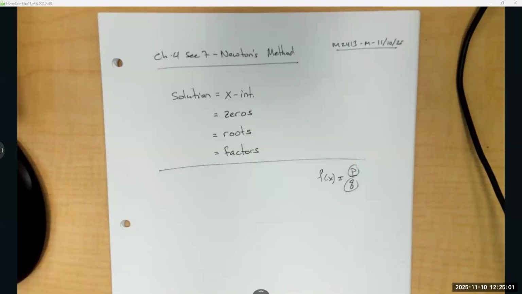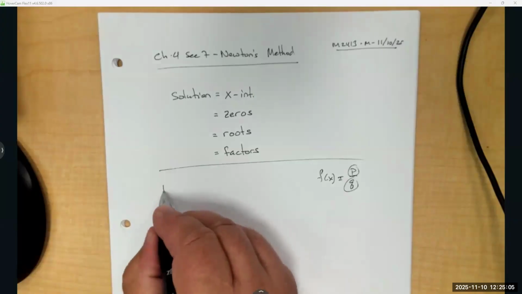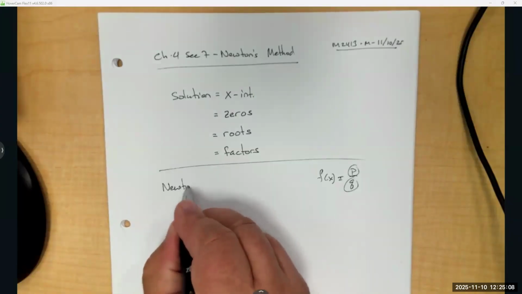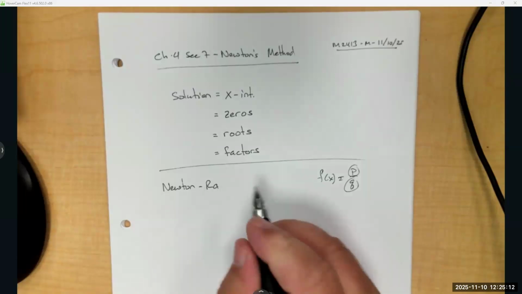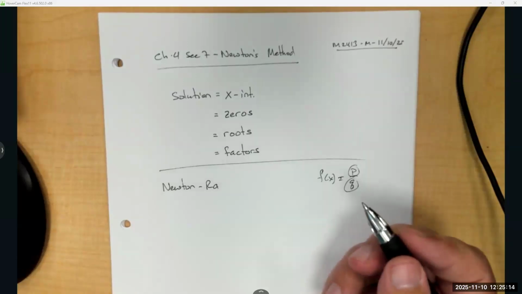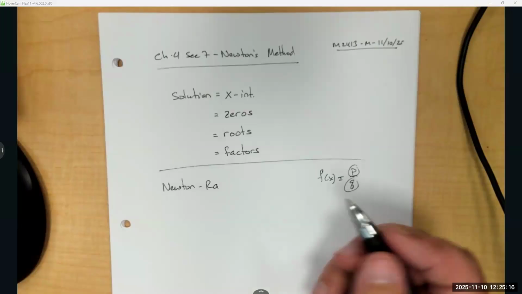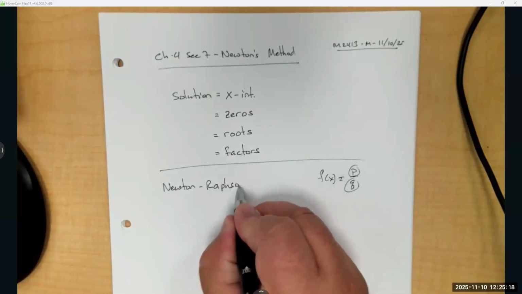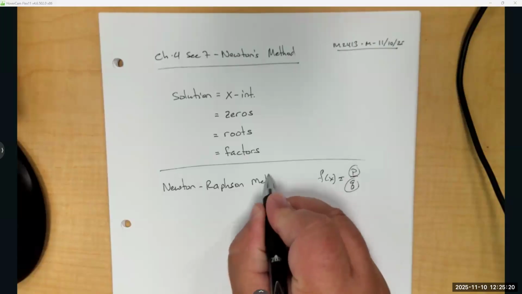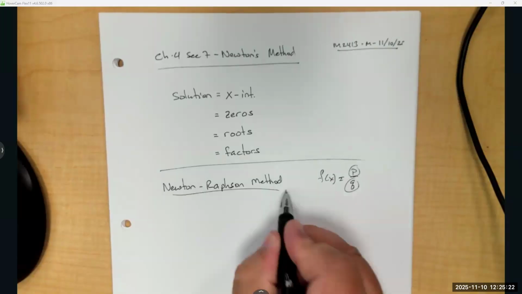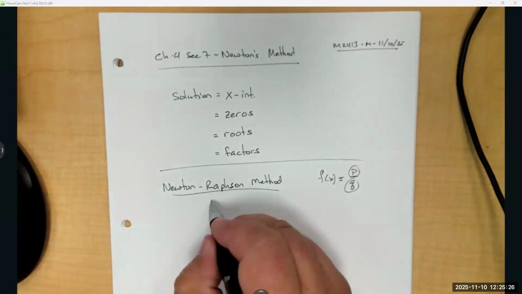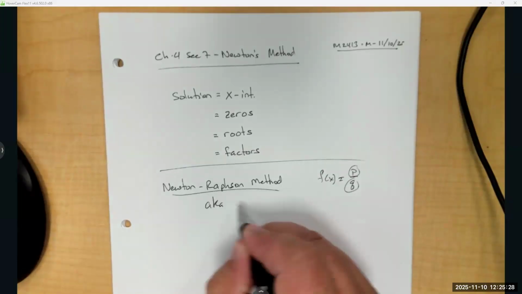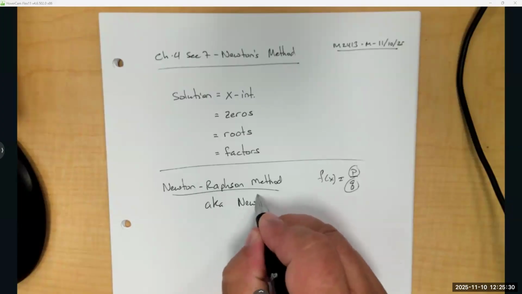Here's another way. It's a lot easier, a lot faster. It's called the Newton-Raphson method. Raphson wasn't much of a contributor in this one, so we just call it Newton's method.